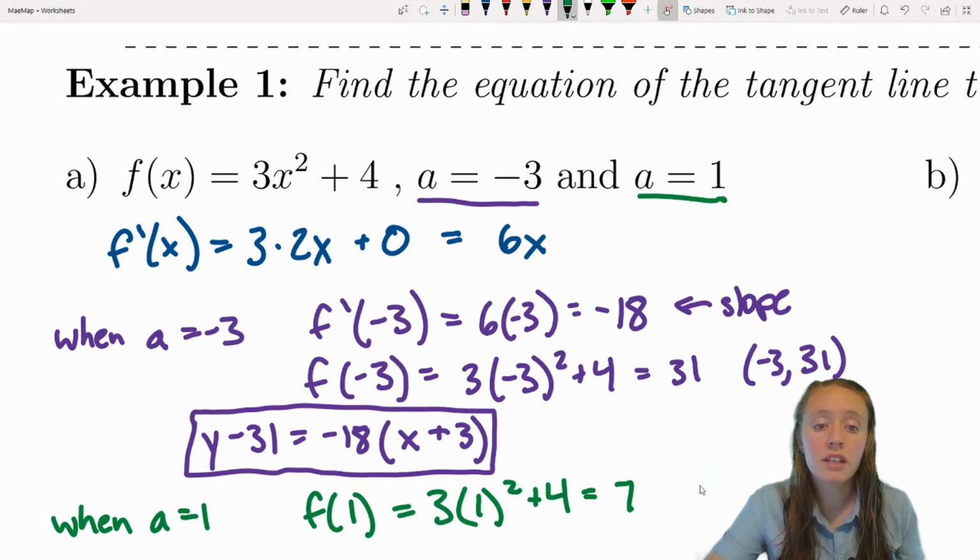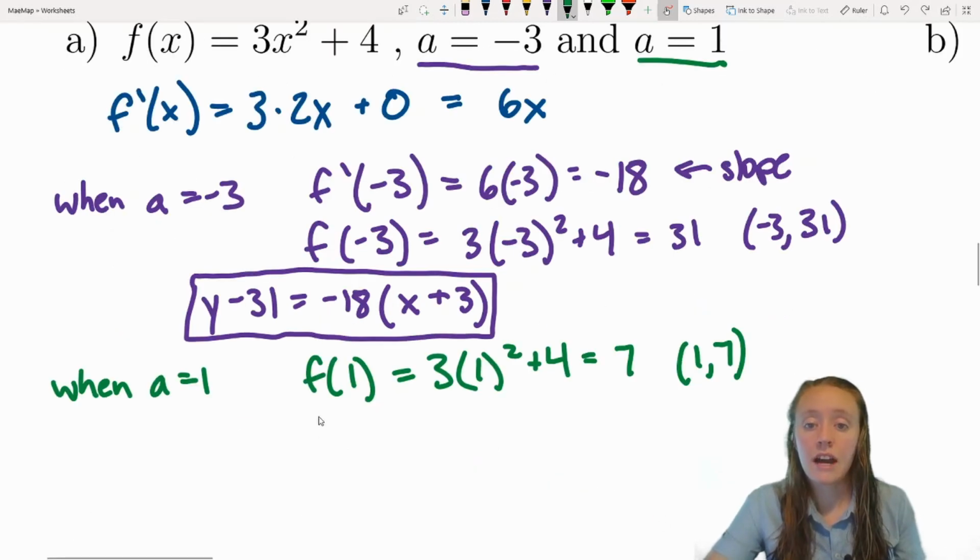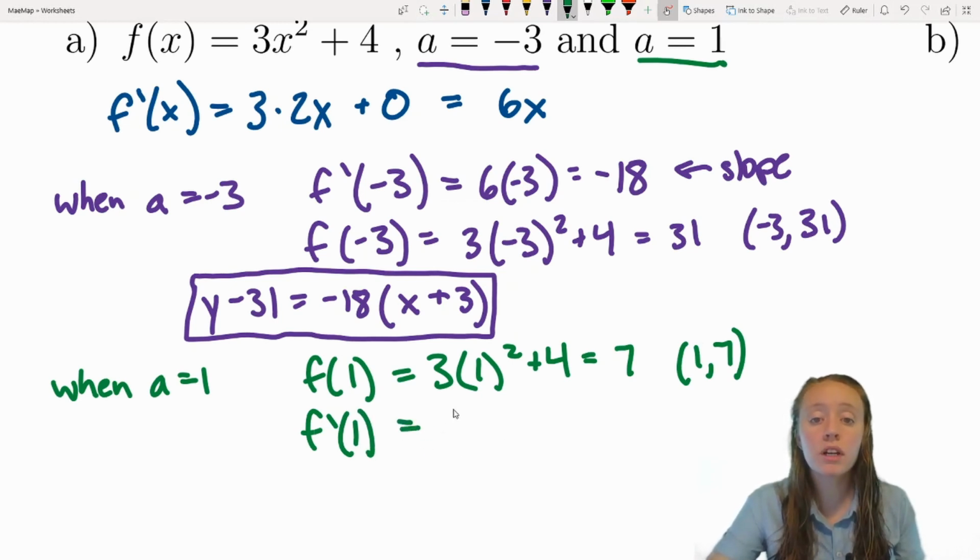So my point that I'm going to work with for my equation is 1, 7. Now, finding that derivative in order to find my slope at the point 1, I'll take f prime of 1, which is going to be 6 times 1, which equals 6. So 6 is my slope.